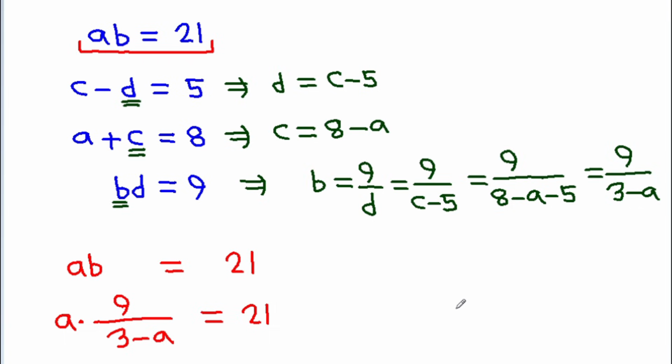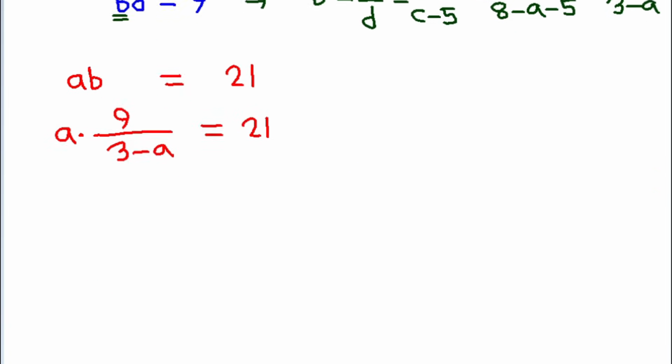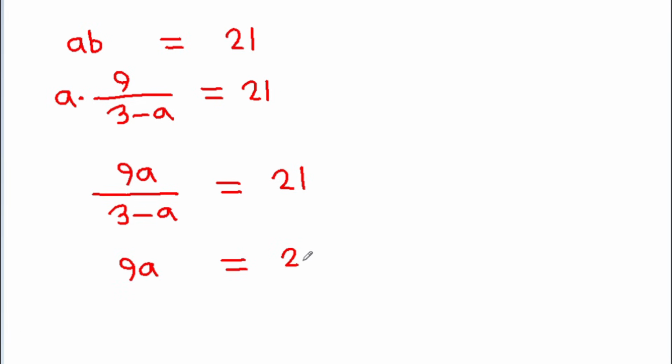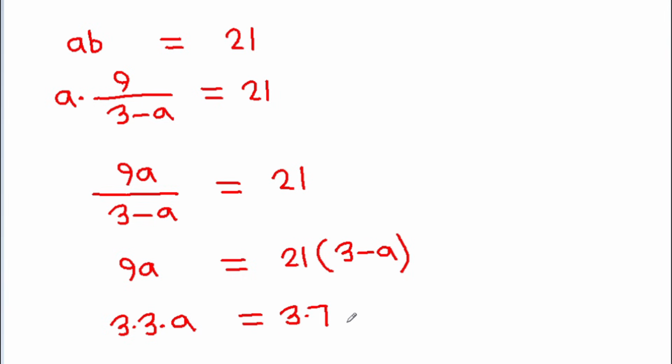And AB is 21, so 9A divided by 3 minus A is 21. And if we cross multiply, then 9A will be 21 times 3 minus A, and 9 is 3 times 3 times A, and 21 is 3 times 7 times 3 minus A.